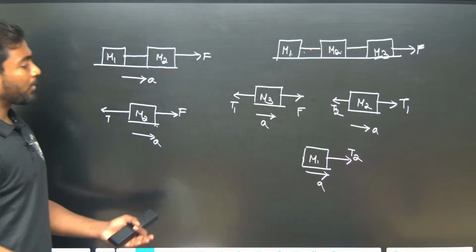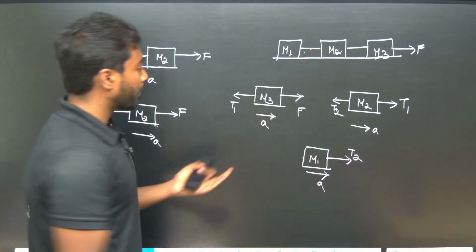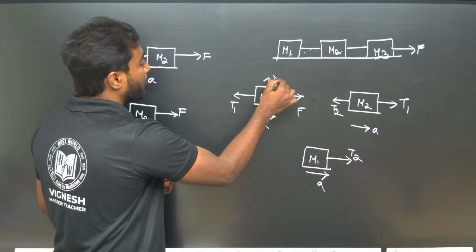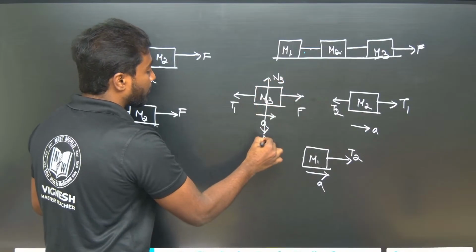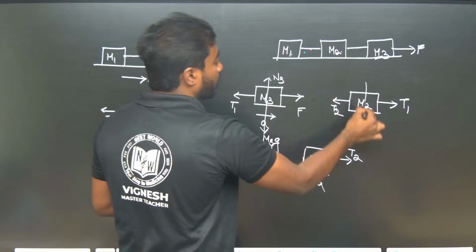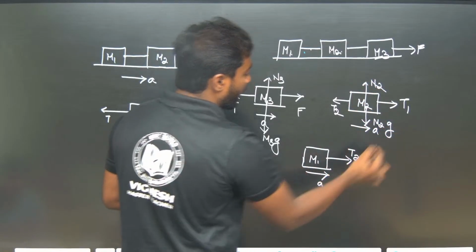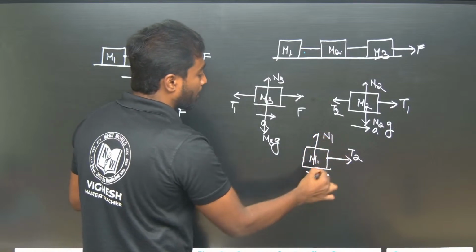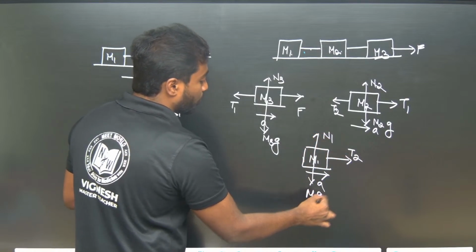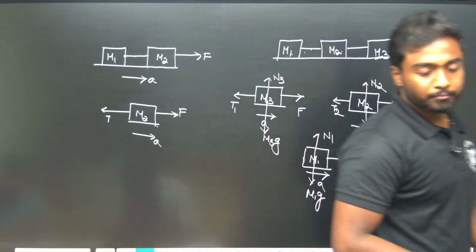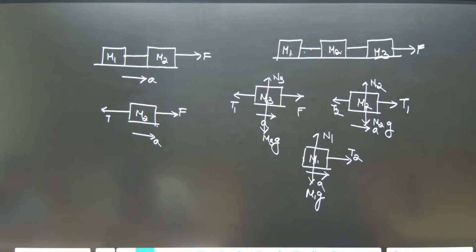The remaining forces in the y axis, I can write now. This is my normal 3, and this is my m3g, that is weight. This is my normal 2, and this is my m2g, weight. And this is my normal 1, this is my m1g. Take it down.